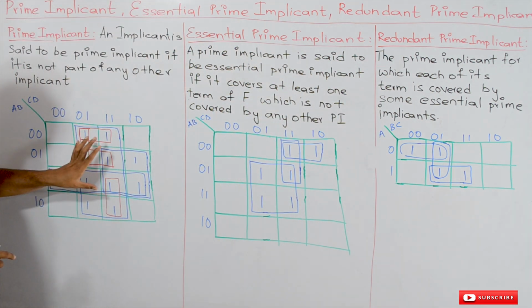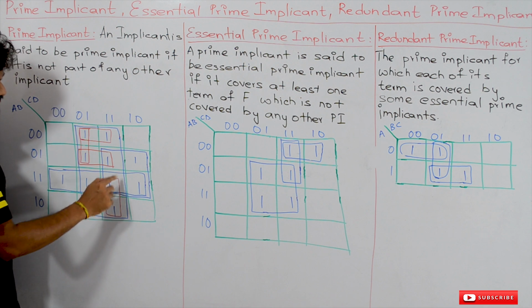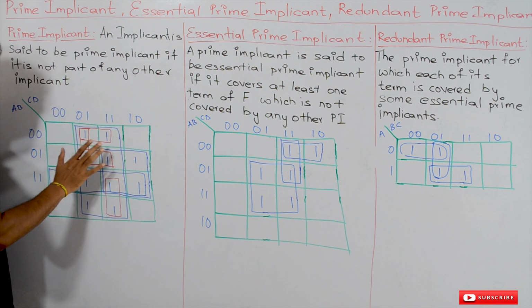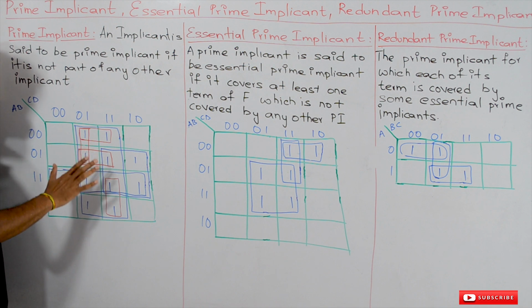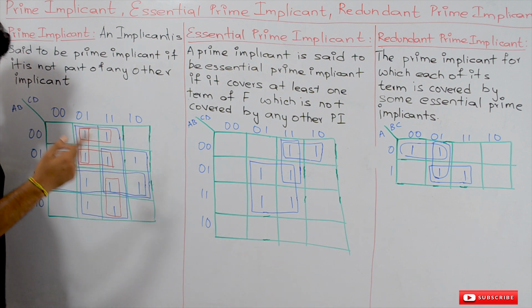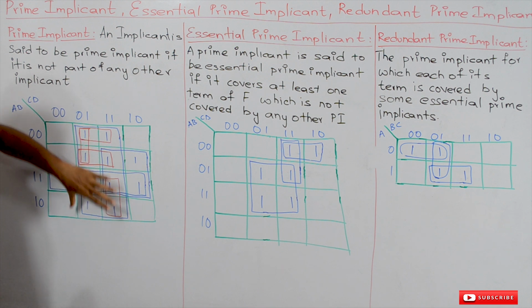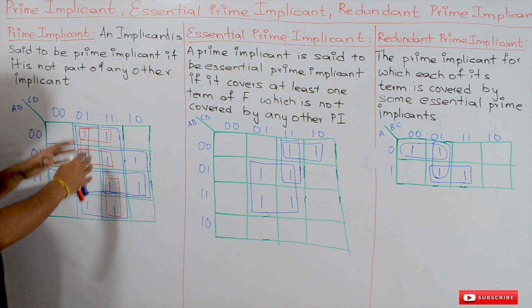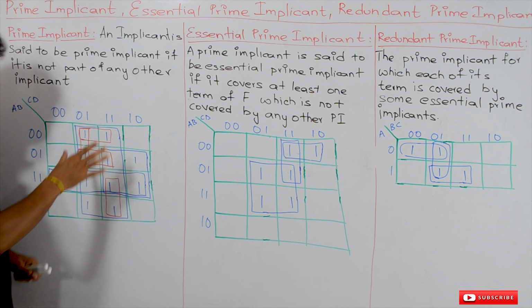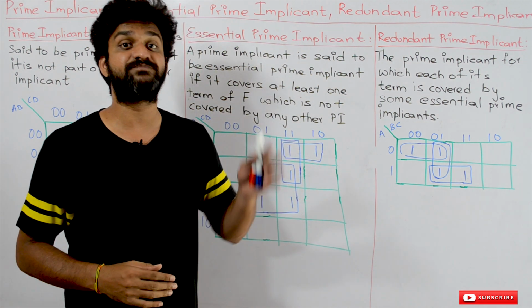There we have used this K-map as an example. The same K-map we have used in our previous video. And see here, all these subcubes are the implicants of the given K-map. But which implicant is called a prime implicant? A prime implicant is an implicant which is not part of another implicant. So the implicant which is not embedded in another implicant, that implicant is what we call a prime implicant.